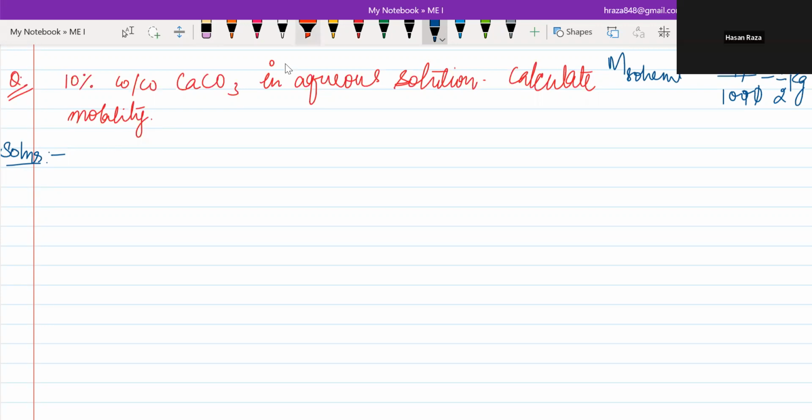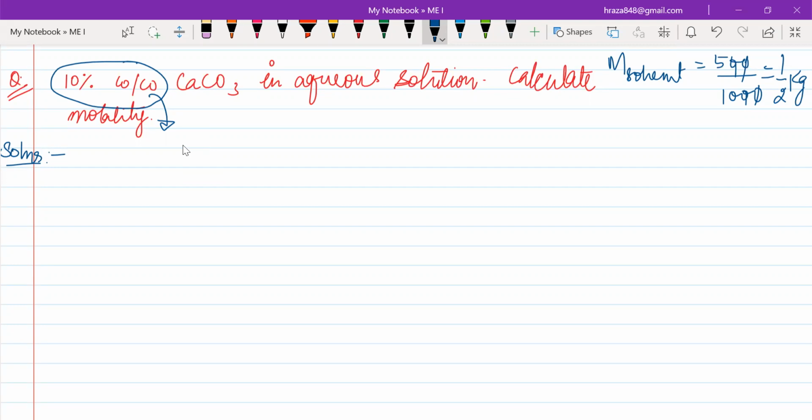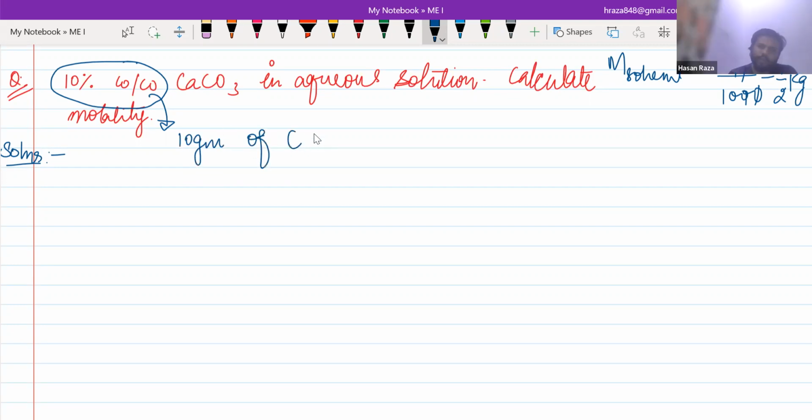See, I'm going to explain. You have taken 10% weight by weight. What does it mean, Sakina? 10% weight by weight. Sakina, are you there? 10 gram of CaCO3 and 100 grams of solution. Very good. 10 gram of solute, that means CaCO3, and 100 gram of solution.